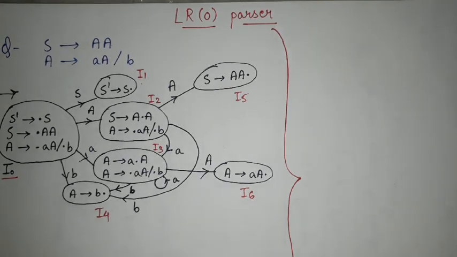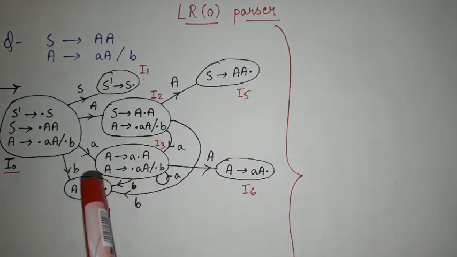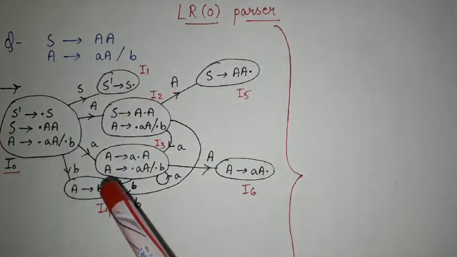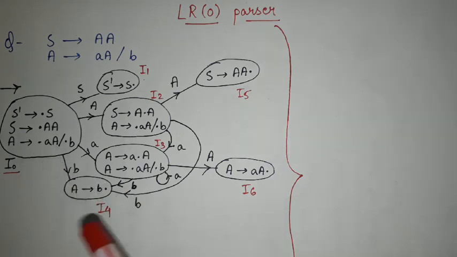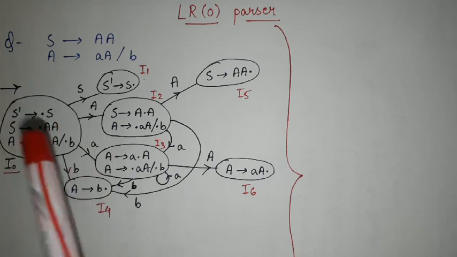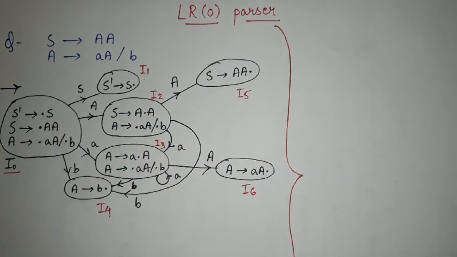In order to say that, we have already made this canonical collection of LR0 items. This whole tree-like structure that we have made is known as the canonical collection of LR0 items. Fine. So we have made a canonical collection of LR0 items. Now my main task is to make the LR0 parsing table and check whether this grammar is LR0 or not. Now how to make the LR0 parsing table?